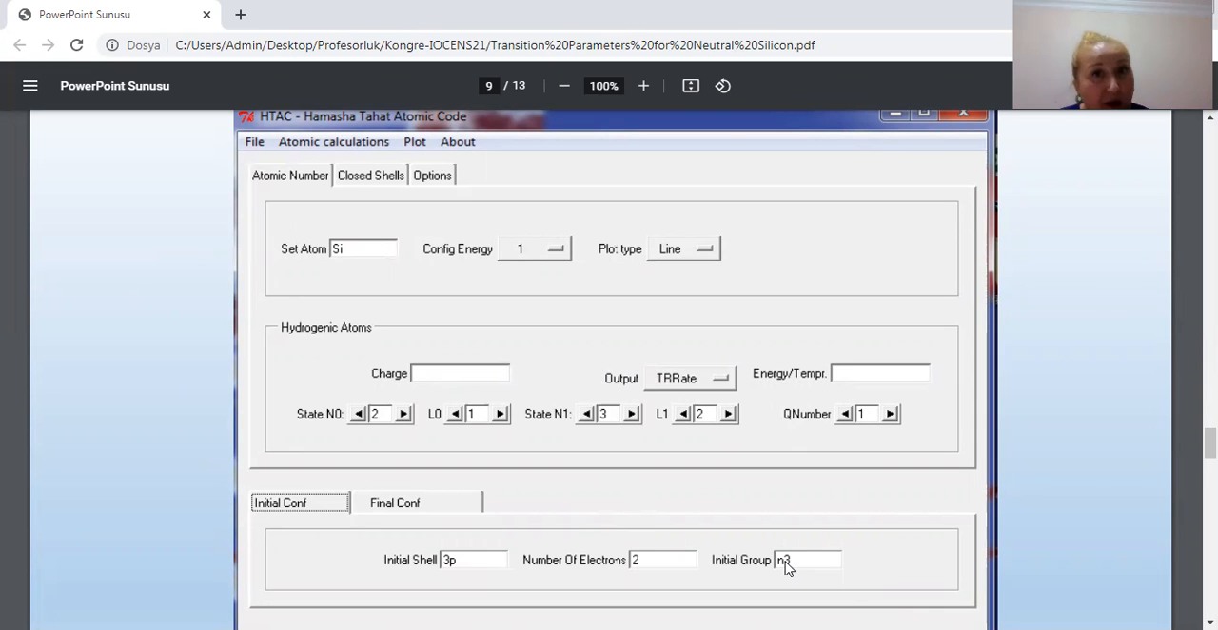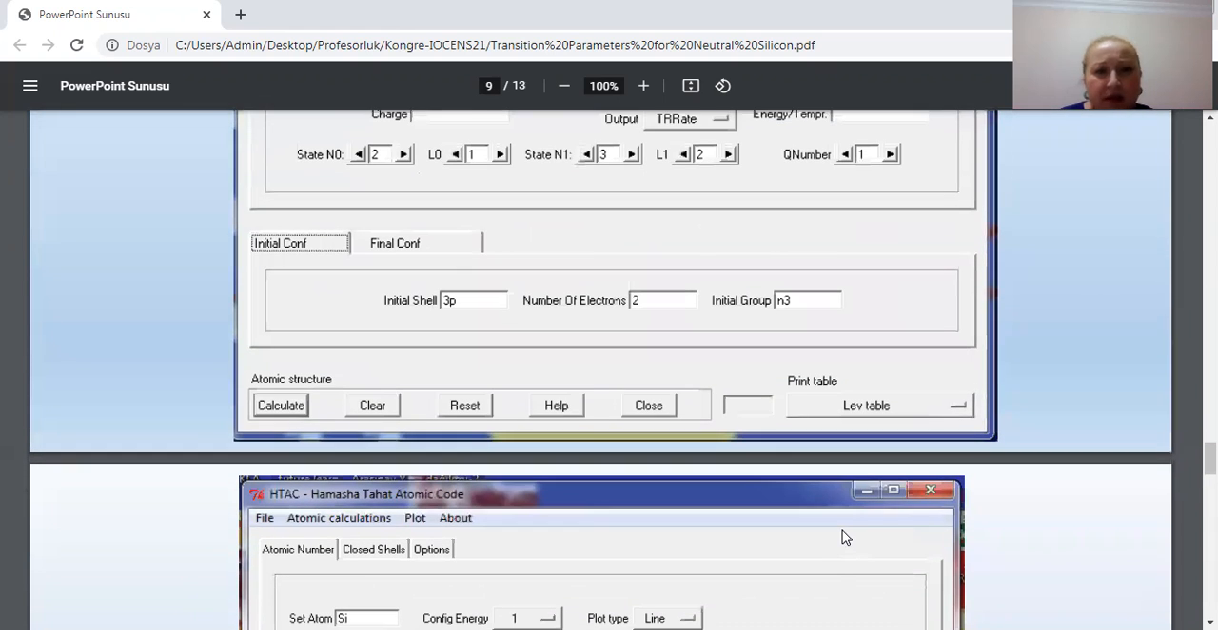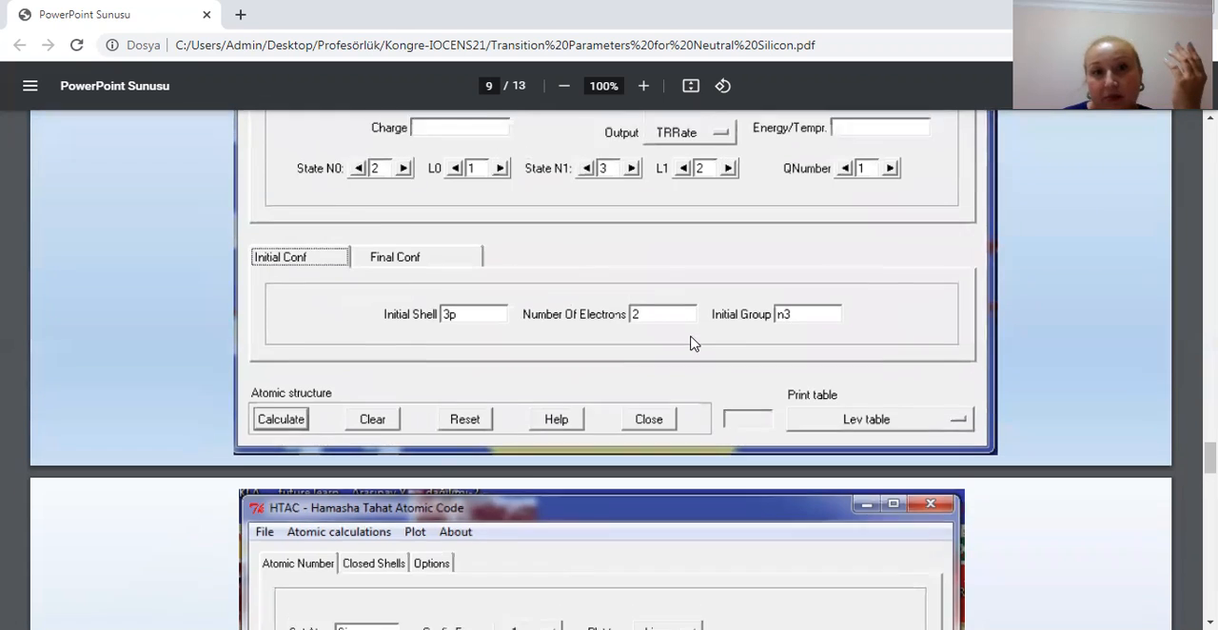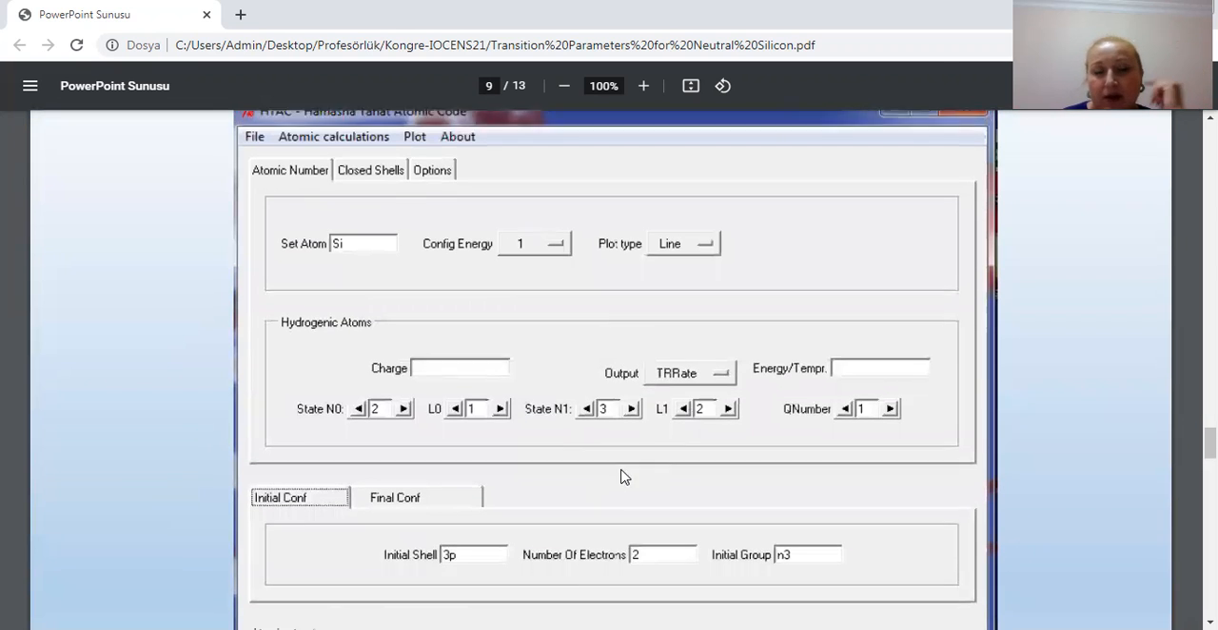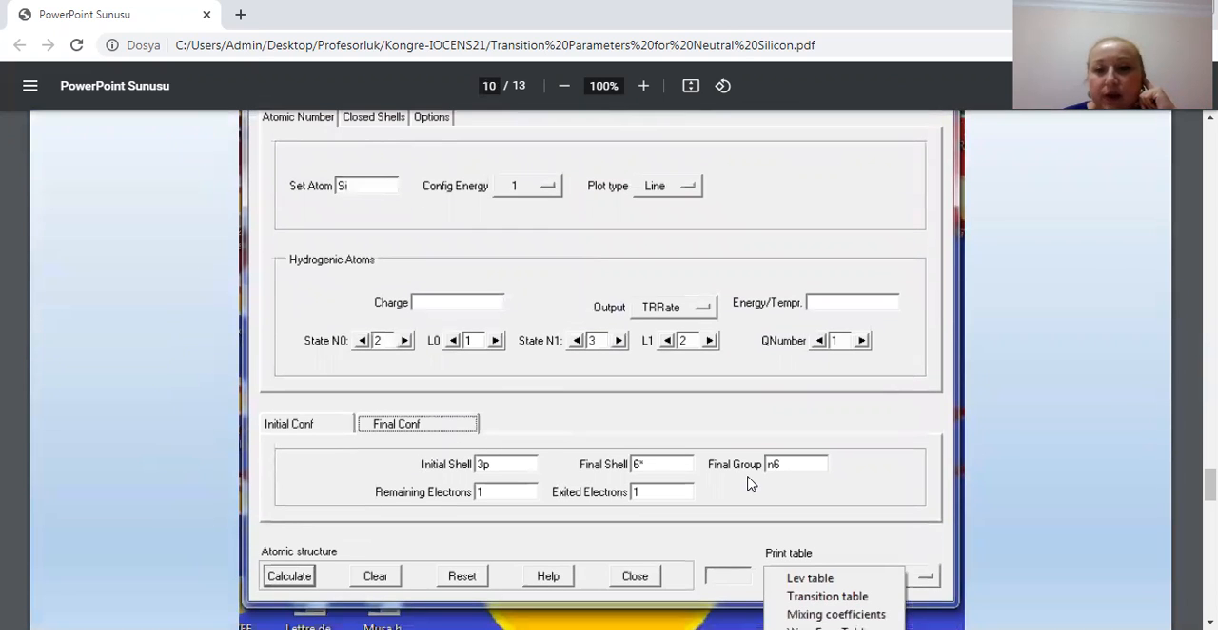and you can compare, and maybe you can use the relativistic method and the non-relativistic method, and also you can compare these methods. So in this study, we use that. Yes, you can see here. Maybe first I have to say the initial configuration, for example, silicon, and also you can see here the final configuration. And for different configurations, we can find different parameters.